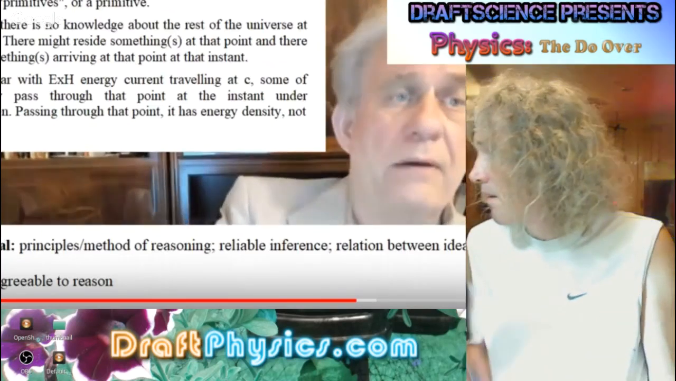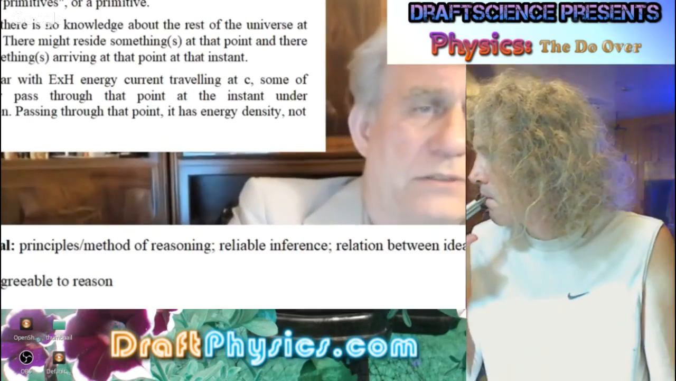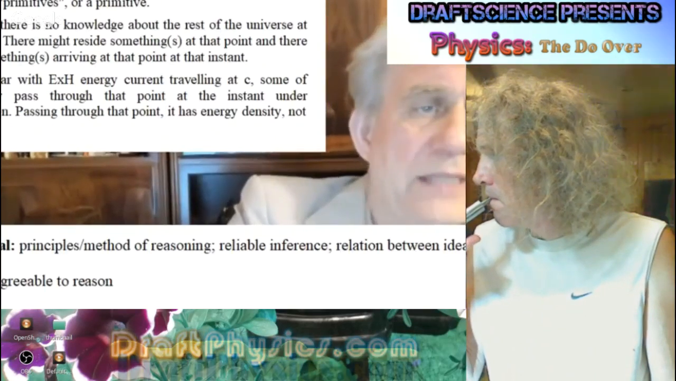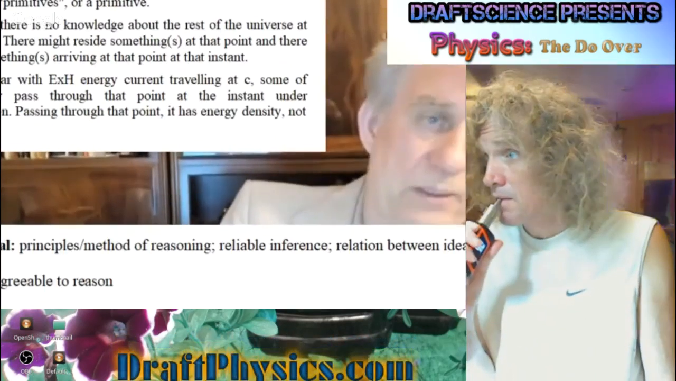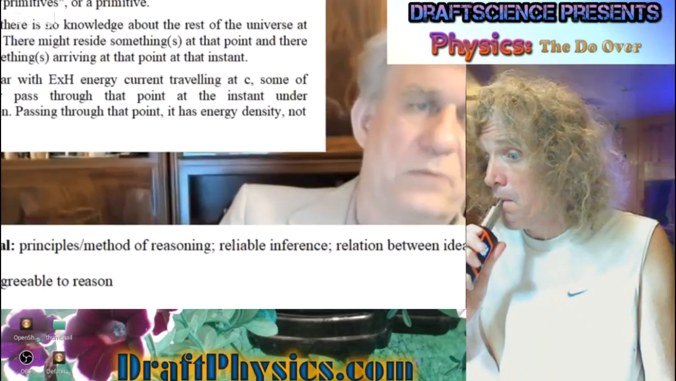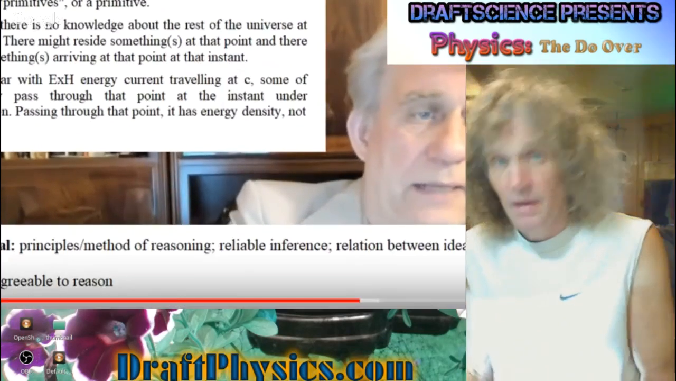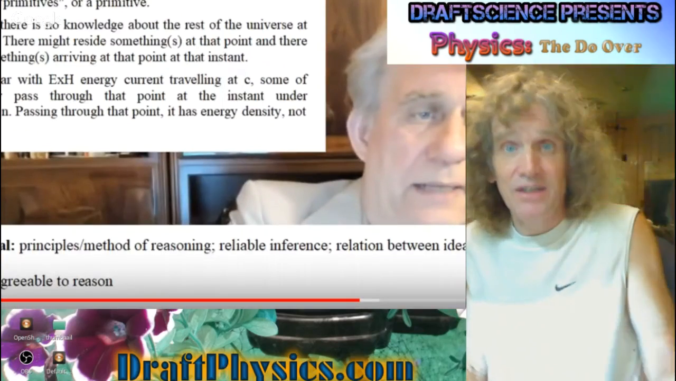Well, I don't know. Let's get to the following. It says there is no knowledge about the rest of the universe at that instant. So a point is an instant, which is who knows what else. It's a non-defined word. There might reside something, whatever something is, because that's the word I'm trying to get to. At that point, there is something at that point. Now he treats it as a location, not as an instant.